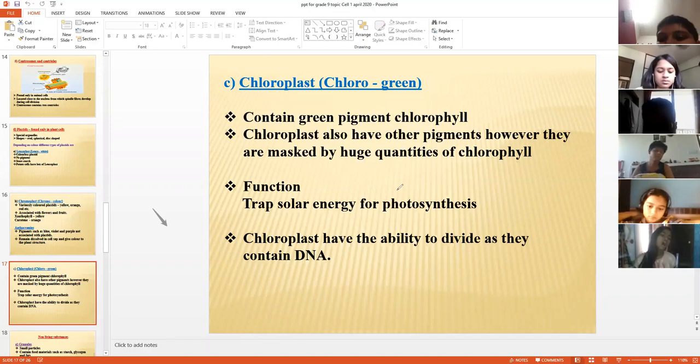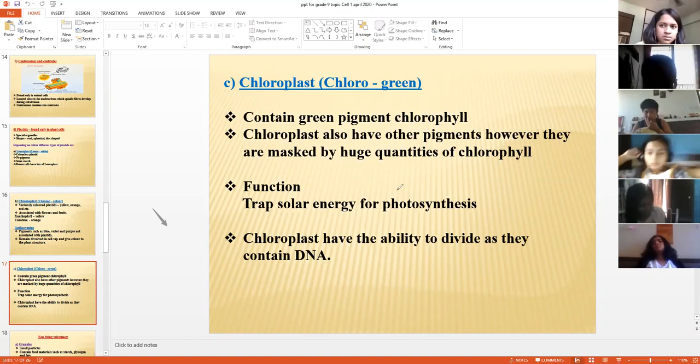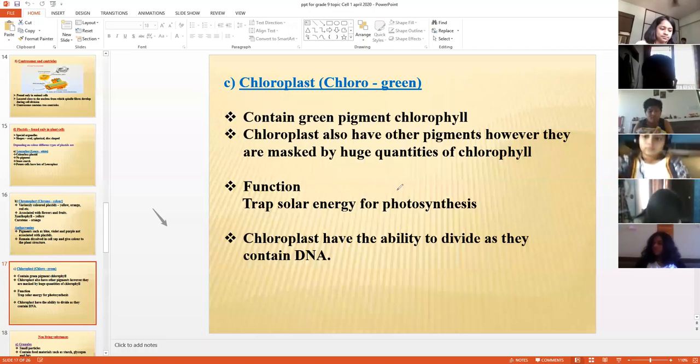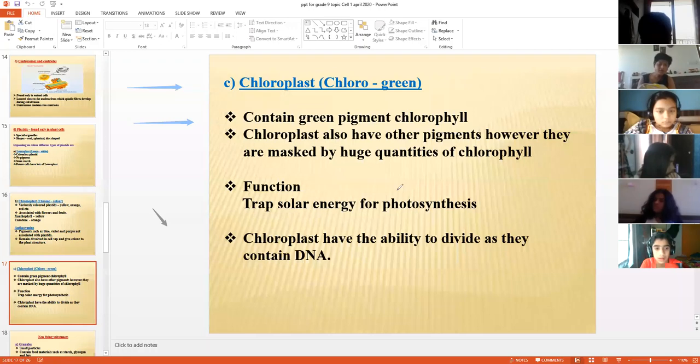Chloroplast. Now, do you know this is very unique? You feel that chloroplast is only green. However, it does have other pigments. But the quantity of chlorophyll is so much that it will mask all the other pigments which are present. Because for the light, the chlorophyll is the substance which absorbs light, right? And it is only because of this that photosynthesis occurs. So not only the green pigment, other pigments are also necessary for photosynthesis to take place.